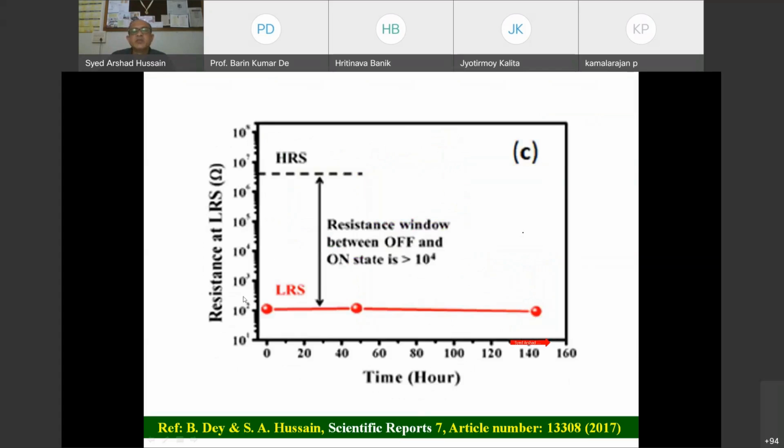Then we studied the retention characteristics, and we have seen that once the data is written, that means the state of the device is changed from one state to another, it can hold up to say 150 hours without changing the resistance of these states. And the difference between high state and low state is of the order of greater than 10 to the power 4. That is, the memory window is very high. So this kind of material can have very high potential towards realizing molecular electronics memory devices in near future.